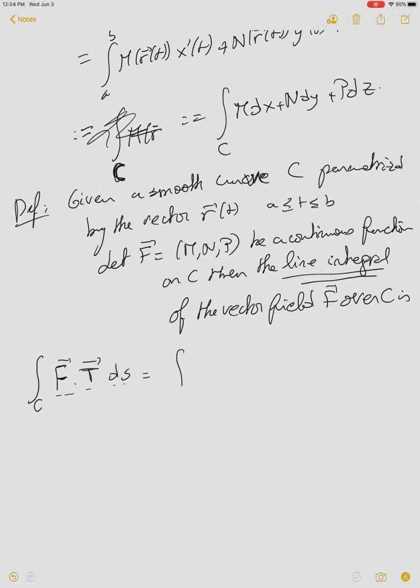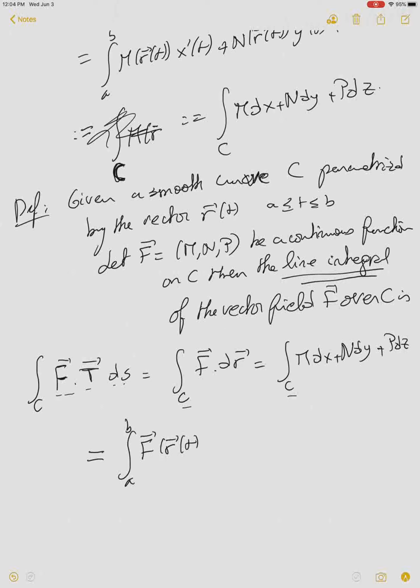Another notation, this is equal to the integral over C of F dotted dr. Same thing. This is the integral over C of M dx plus N dy plus P dz. And these are three line integrals which all mean the same. When I want to calculate it, this is the integral from a to b of F of r of t dotted with v of t dt, which is a dot product between the vector field and my velocity vector. Notice this is different than the line integral of a function.